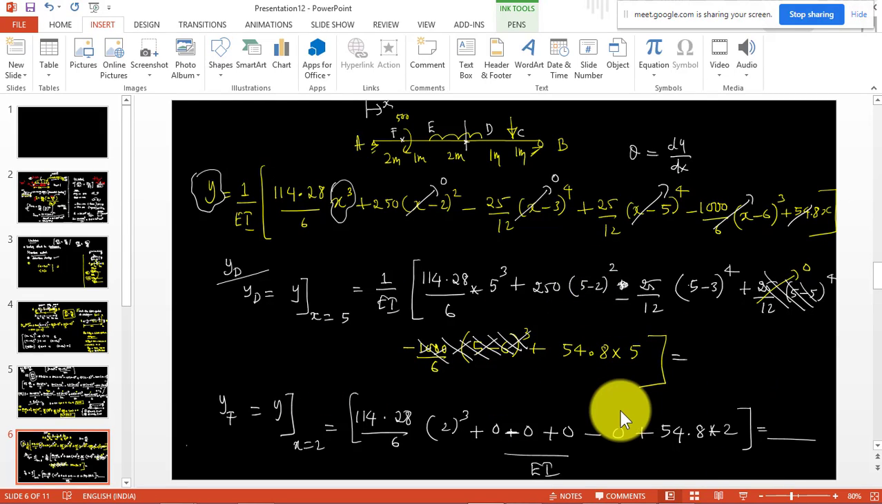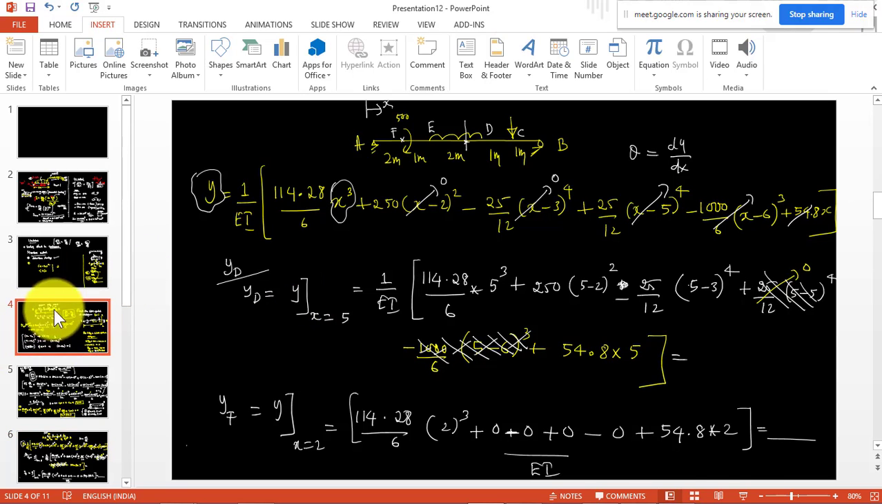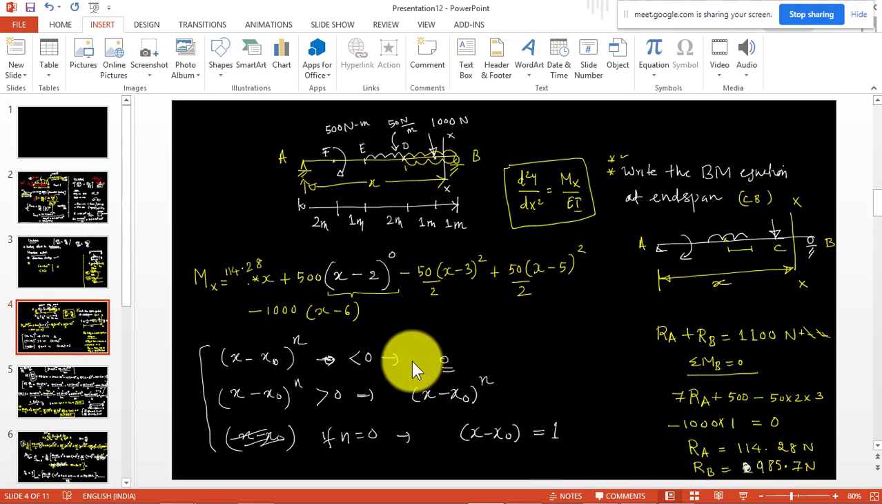Sir, you told that if (x minus x naught) to the power n is less than 0, then we have to take (x minus x naught) to the power n equals 0. No, less than 0 means that is negative. Okay, sir, if n is negative, yes sir, if the value of n is an even number, then we will not get (x minus x naught) to the power n less than 0. So I think no need to see the n value also, you just see the x minus x 0 only.